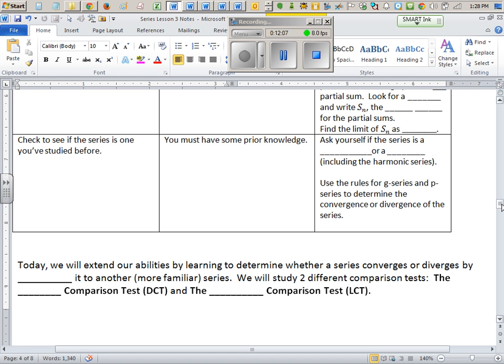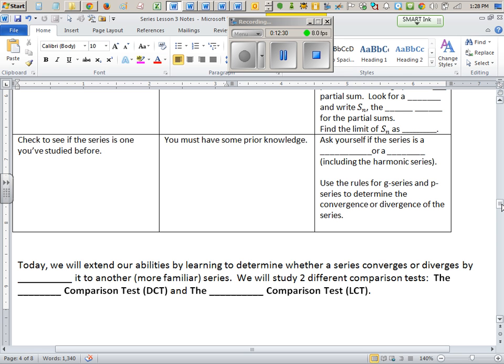Why would you redo the whole problem if you have already done a G series or P series in the past? So on my quiz, it was not my intention for you to solve all of the problems. There's one on here that simply says, does 1 over n cubed converge or diverge? The answer is it converges. It's a P series with P equals 3. That's all I needed from you.